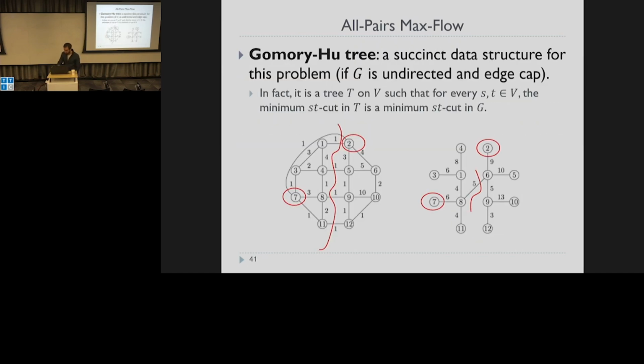Wait, sorry, I'm just trying to understand. In terms of access, that means after computing this, I can find the min cut between any two nodes in linear time. Is that correct? Yeah, once you give me this data structure, this allows me to find the min cut between any two nodes in linear time. The reason I'm hesitant is that you can do even better. If you want to actually show all of the nodes and where they are, then yes, linear time.